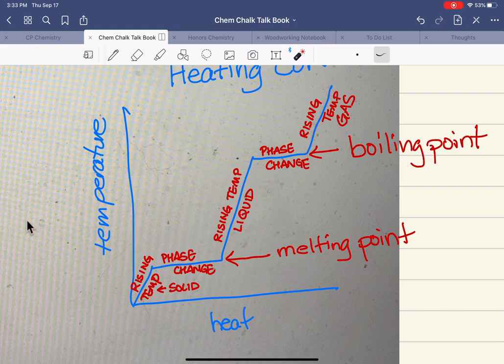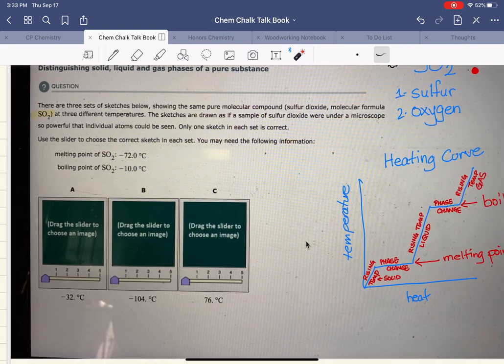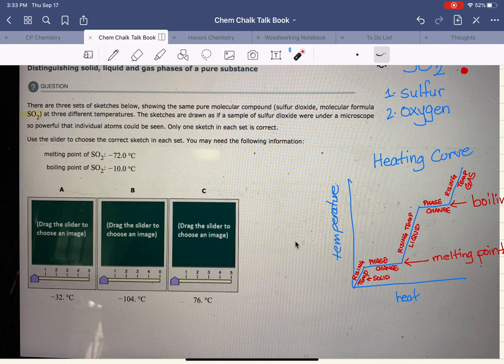Okay, so going back to our example, for sulfur dioxide, they're telling us that the melting point is negative 72 degrees Celsius and the boiling point is negative 10 degrees Celsius. Okay, and now we have to look at our examples A, B, and C and figure out which drawing goes with which sample. Okay, so sample A, we're given a temperature of negative 32 degrees Celsius.